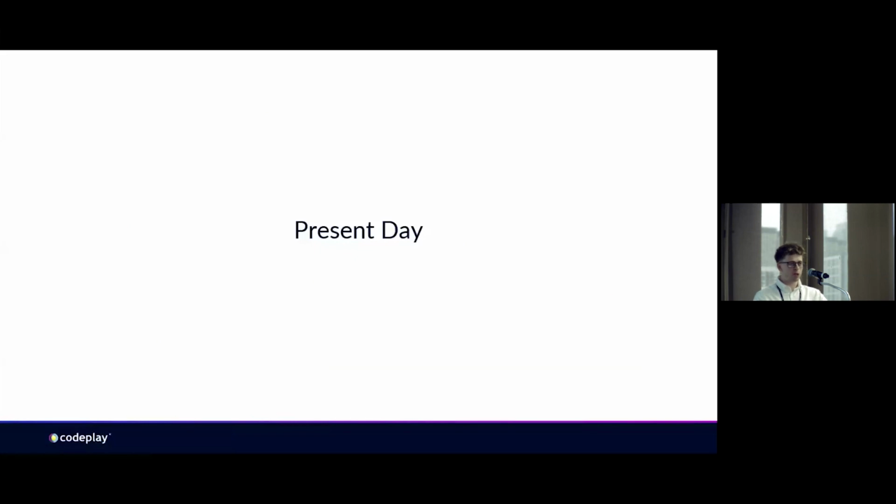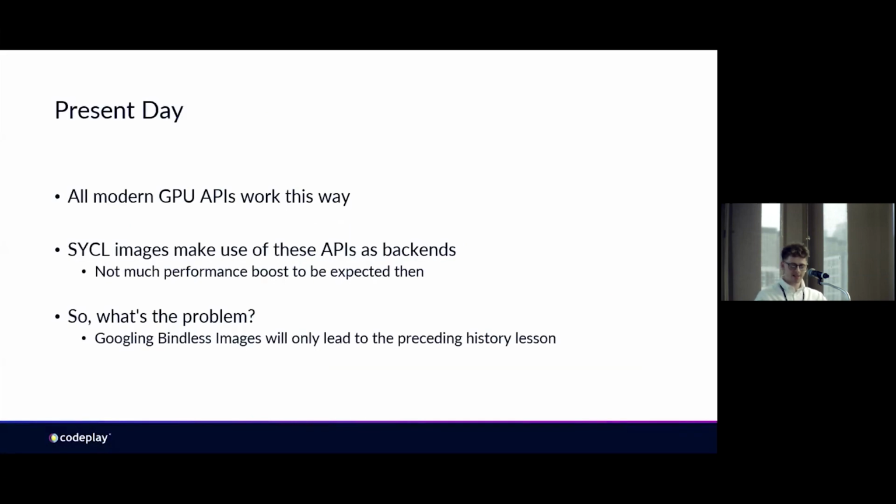So now transporting back to the present day, all modern GPU APIs work this way. And since SYCL images makes use of these APIs as backends, then surely there's no performance boost to be expected. So what exactly is the problem? If you just Google bindless images, it'll only lead you to the preceding history lesson I just gave you. And I certainly know I tried to Google it.